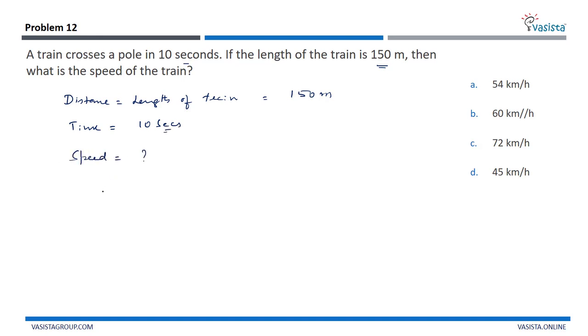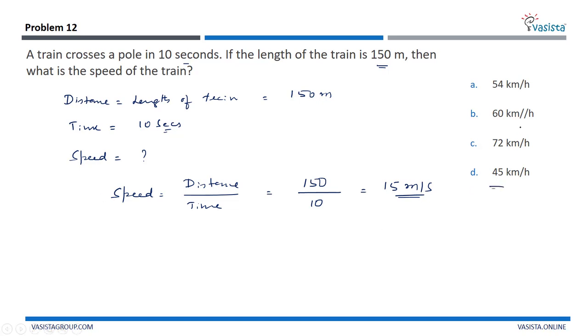Speed is equal to what? So we know speed is equal to distance by time. Distance is how much? It is 150. Time is 10 seconds, which is going to be 15 meter per second. The speed of the train is 15 meter per second.